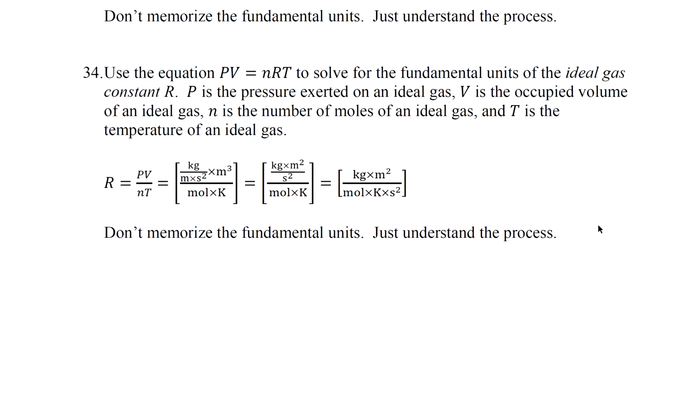Question 34, use the equation PV equals nRT to solve for the fundamental units of the ideal gas constant R. So P has units of pressure, V has units of volume, R is the gas constant, and T is temperature. So first step is solve for R in the equation, and then plug in the units. And then we get the answer for the fundamental units.